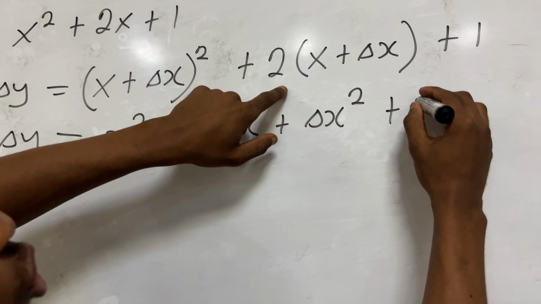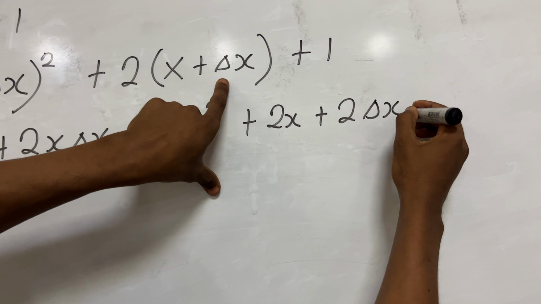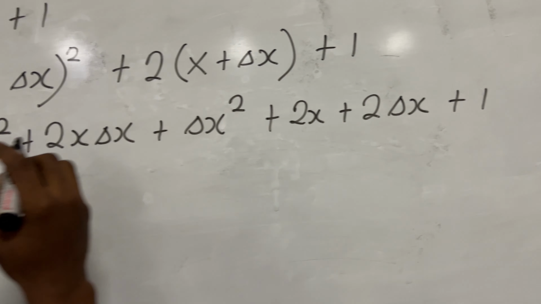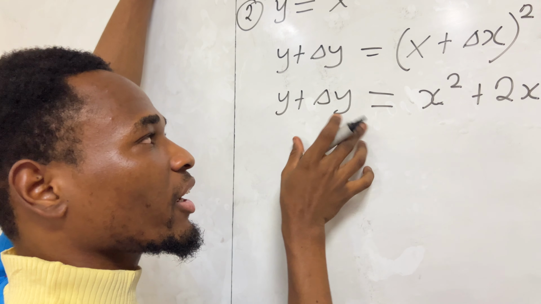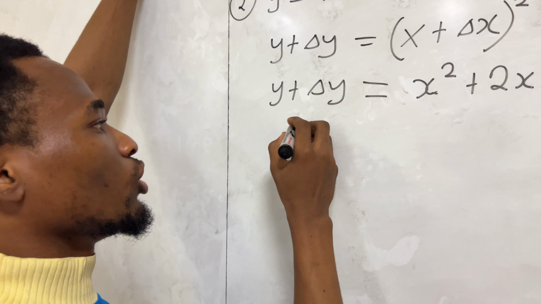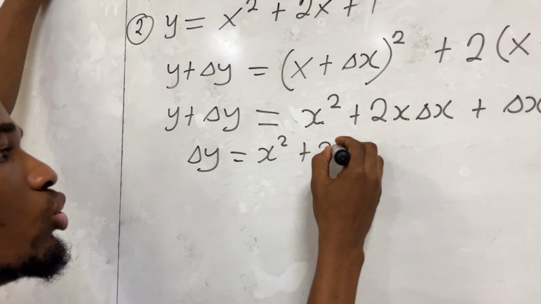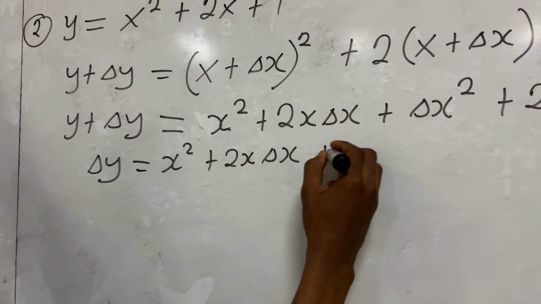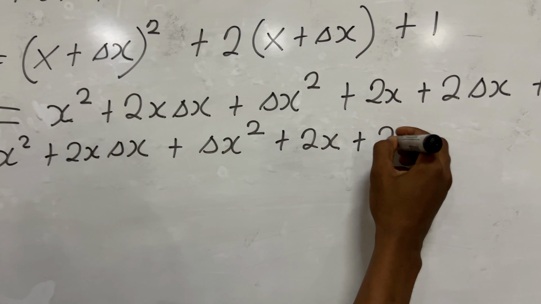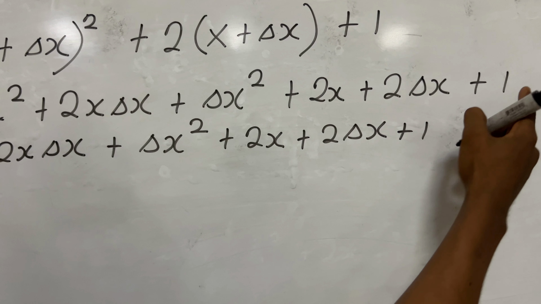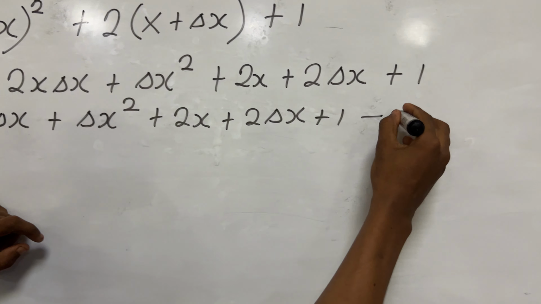Then plus, I have 2x plus 2 change in x. Then I have plus 1. So always for this method, change in y will stand alone over here. So that means this will cross. So change in y equals x squared plus 2x change in x plus change in x squared plus 2x plus 2 change in x plus 1, then minus, because I'll transpose this, my y.